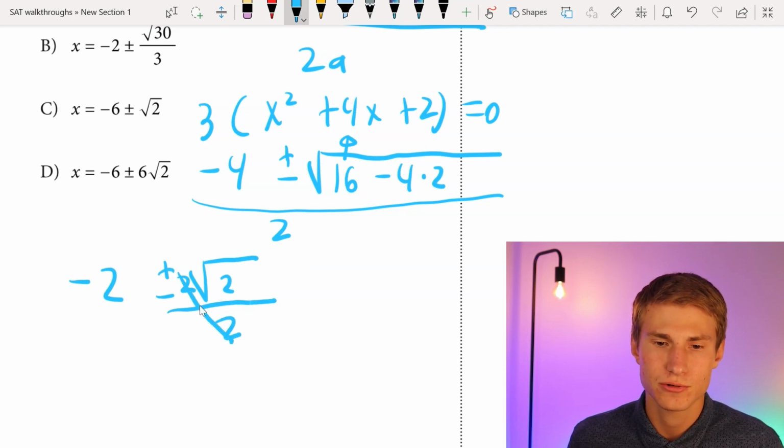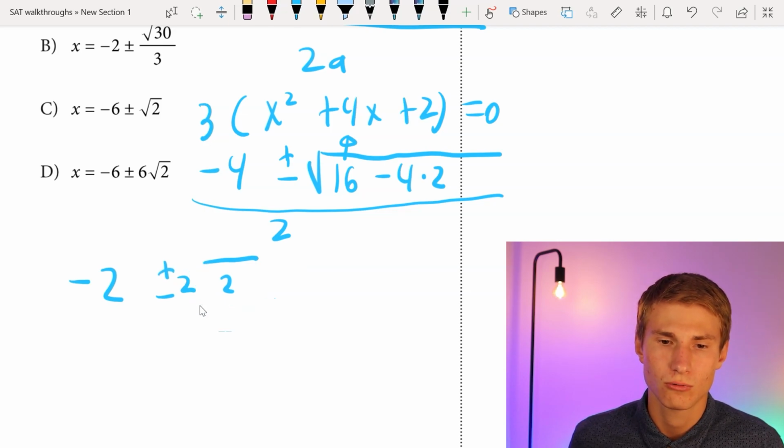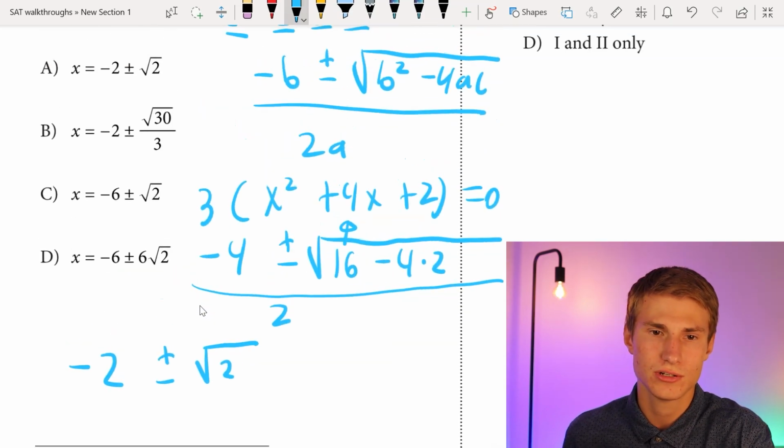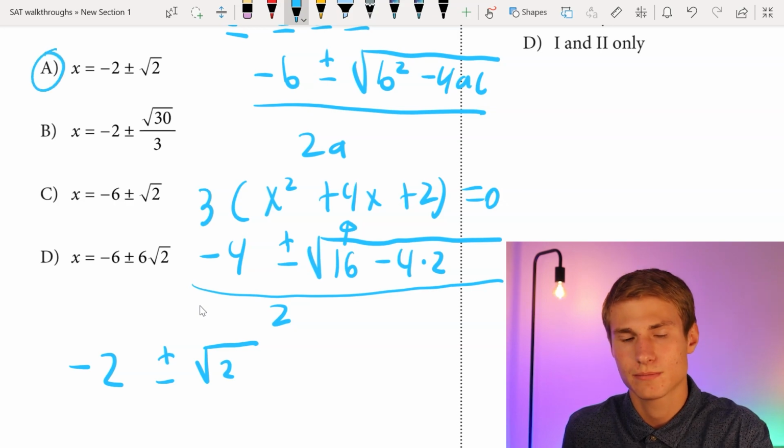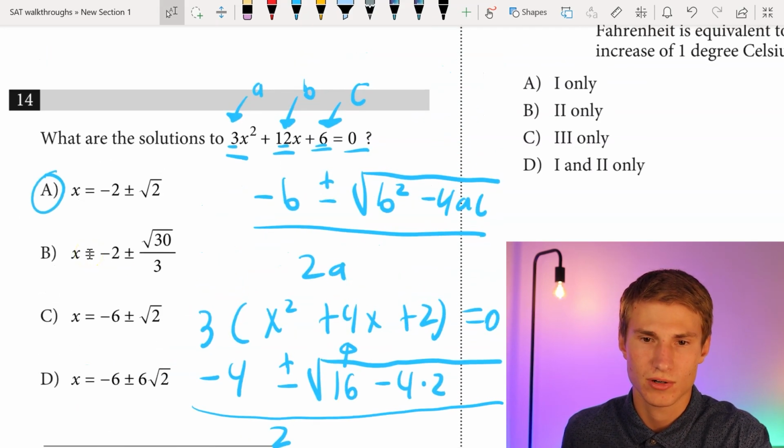So when we do that, that 2 is going to cancel, and we'll be left with plus or minus the square root of 2. So we'll have negative 2 plus or minus square root of 2, which we see will be answer choice A. All right, so that'll be our answer for number 14.